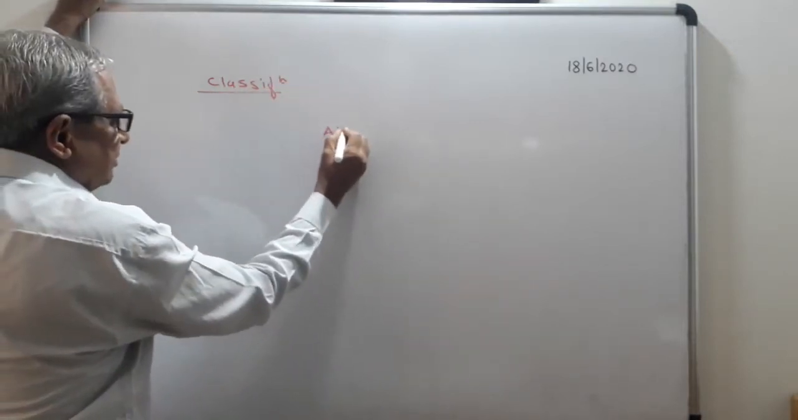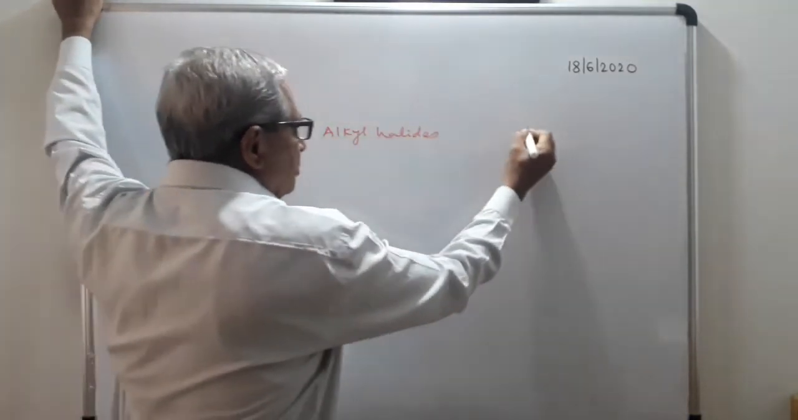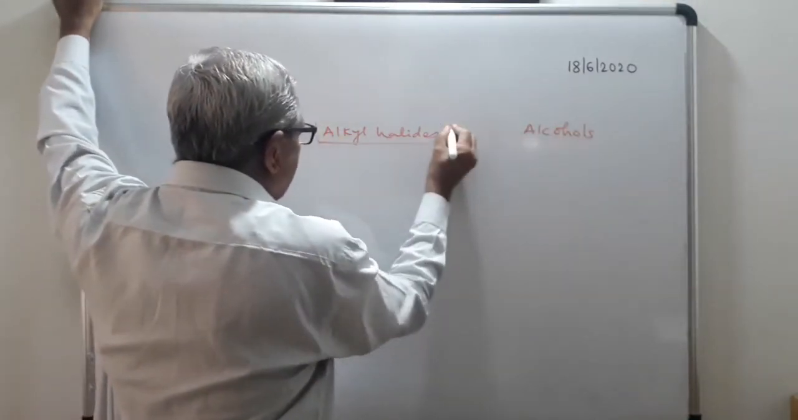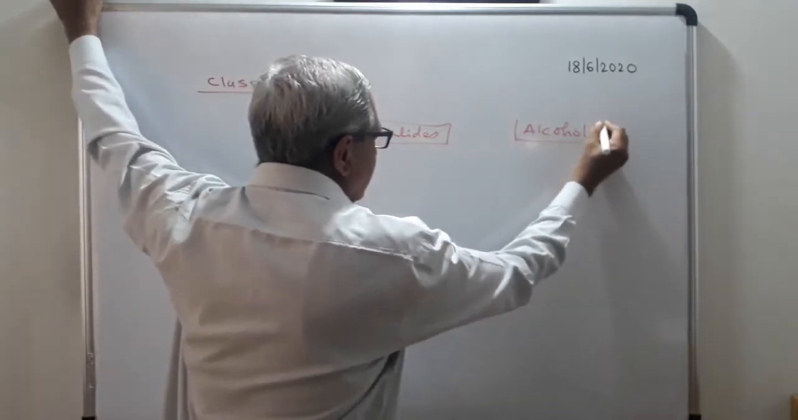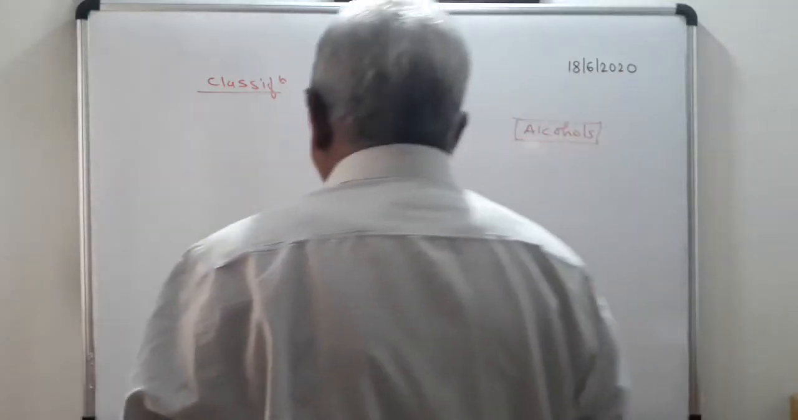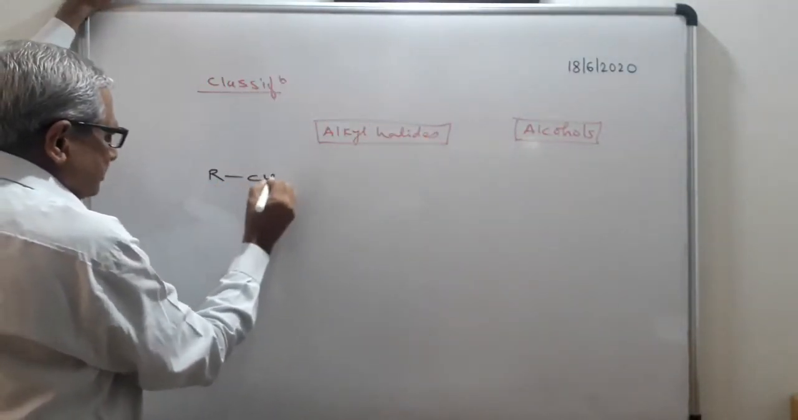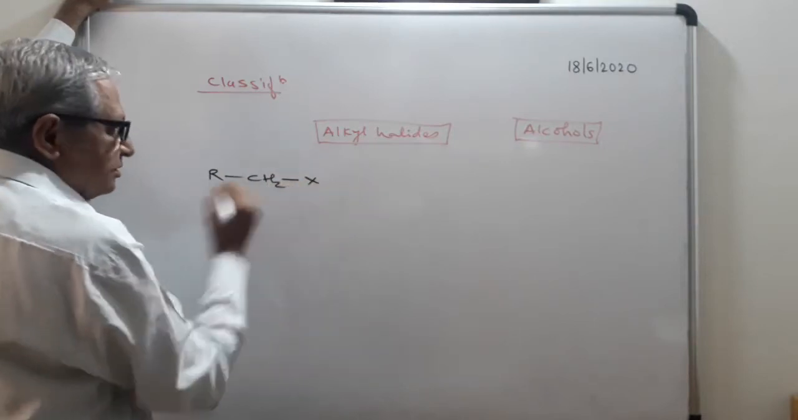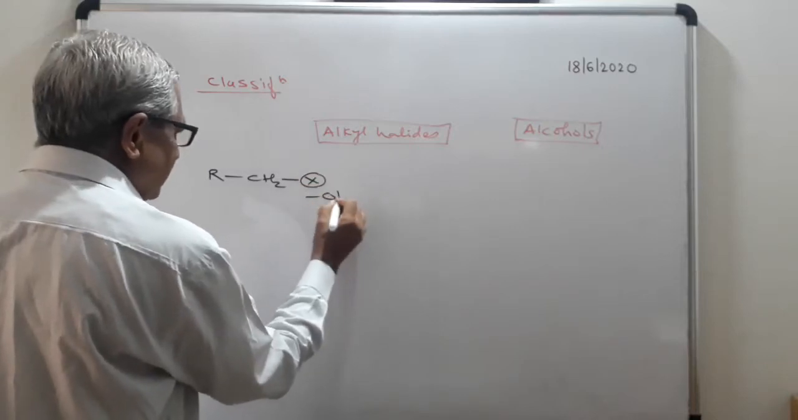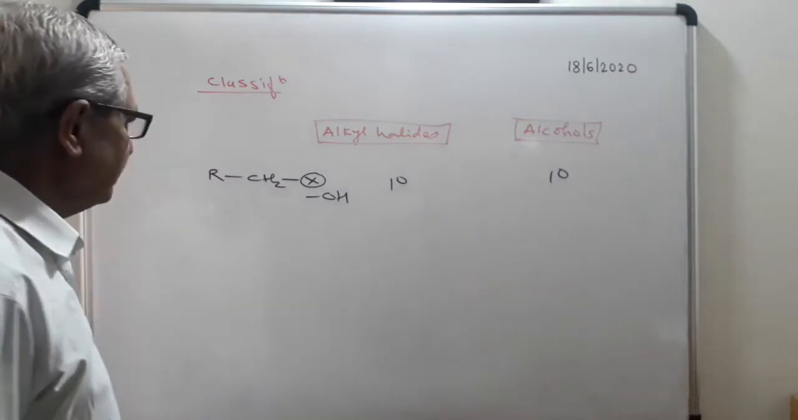First I will take the revision of the alkyl halides and alcohols. Classification, revision of the two points, alkyl halides and alcohols. Now see the point here. If you consider RCH2X, that is a primary alkyl halide. When X is replaced by OH, that is a primary alcohol. Primary alkyl halide as well as primary alcohol.